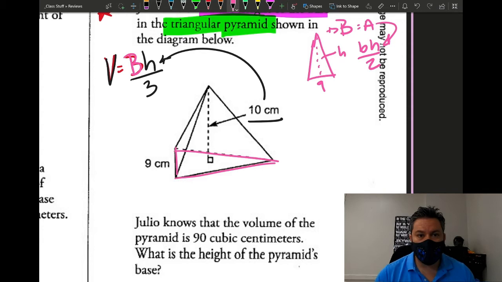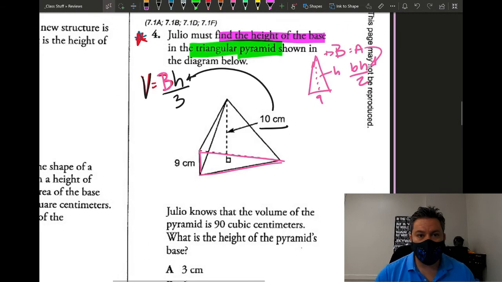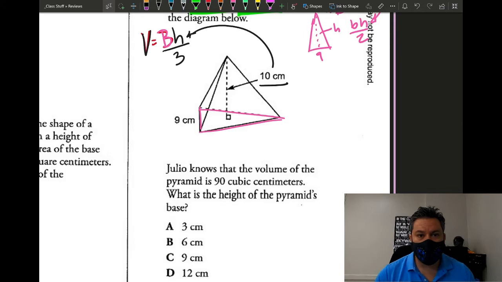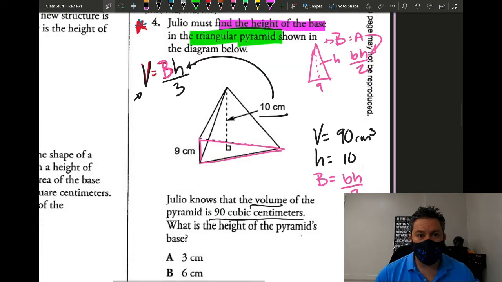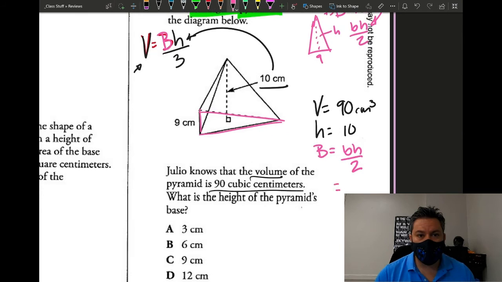Now, with this information, I'm going to substitute all the values that I know. Let's keep reading this problem. It says, Julio knows that the volume of the pyramid is 90 cubic centimeters. So I know this one. Let's go ahead and write down everything that I know. I know the volume is 90. I know the height is going to be 10. But I do not know everything about B. And the only thing that I know about that one is that 9 right there.